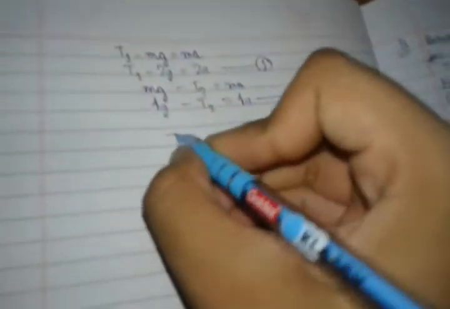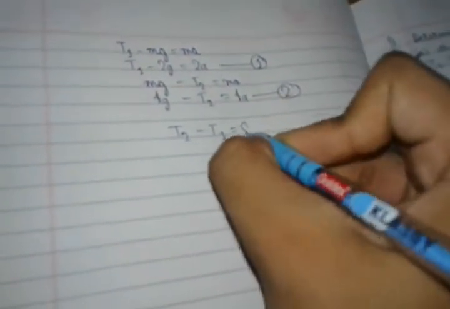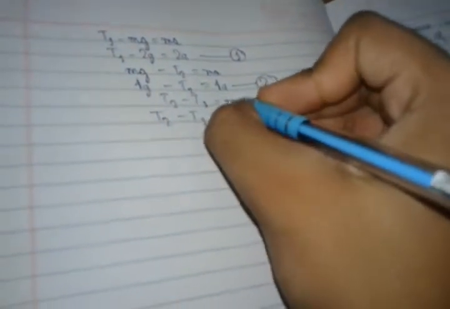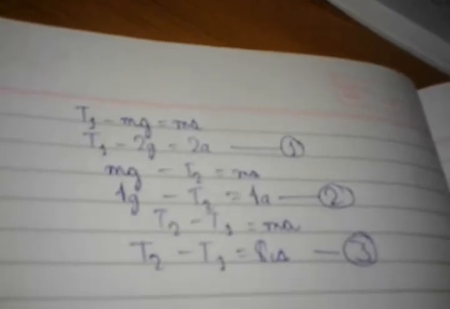Now we have the 8 kg mass here, so the formula will be T2 minus T1 equal to ma, and with that we will get T2 minus T1 equal to 8a. This will be our third equation. So we have got three equations: T1 minus 2g equal to 2a, 4g minus T2 equal to 4a, and T2 minus T1 equal to 8a.